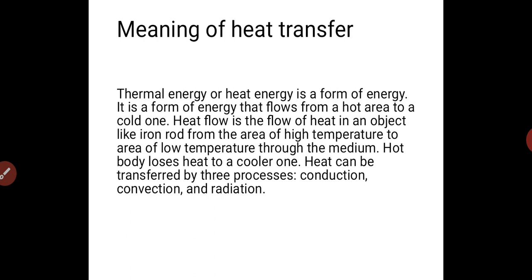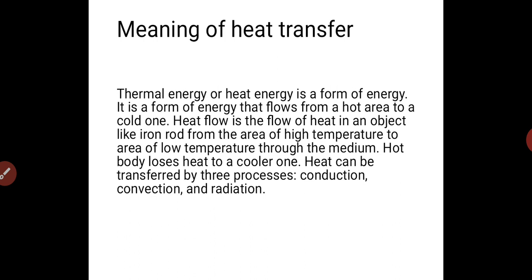Heat flow is the flow of heat in an object like an iron rod from the area of high temperature to the area of low temperature. For example, if you put your stew or your soup on the stove or a gas burner and you forget to remove your spoon out of it, if you leave it for some minutes, you will discover that the spoon inside this stew is already hot. So this is a form of heat transfer. That means the heat transfers from where it is hot, that is the base of the pot, to the handle of that spoon. So that is heat flow in heat energy.